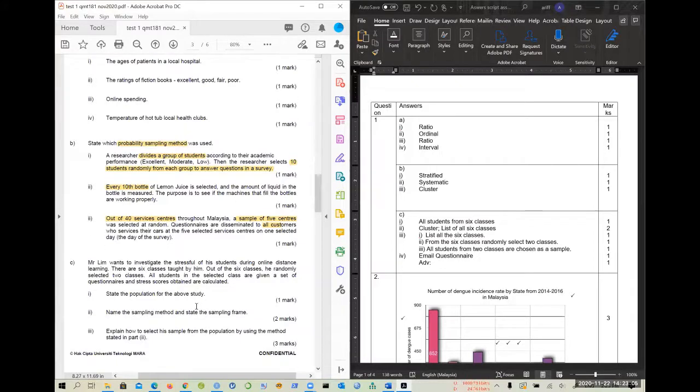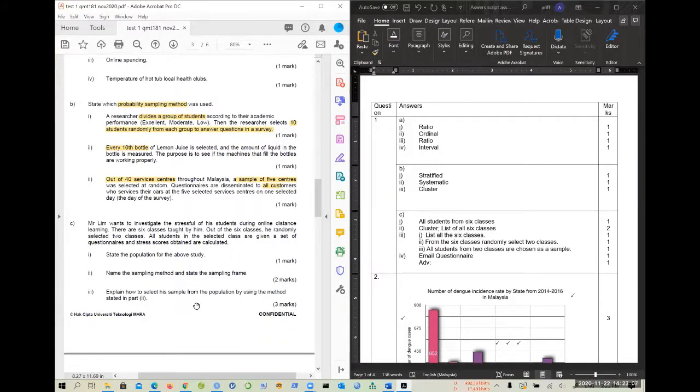Okay. So the third one asks you, given a scenario, then you have to answer the question as below, right? So the first says Mr. Lim wants to investigate the stressful of his students. So this is what he wants to investigate. So to investigate the stressful of his students.